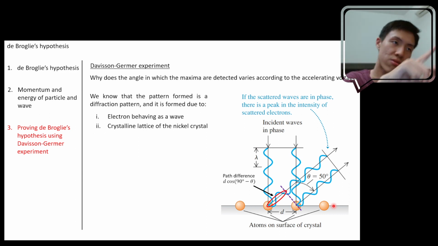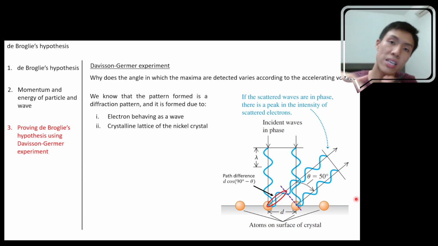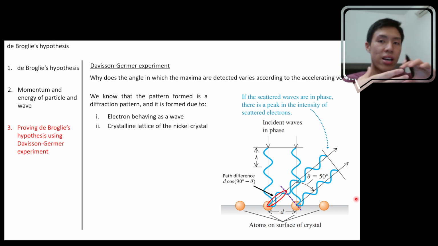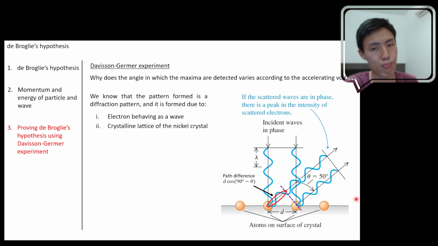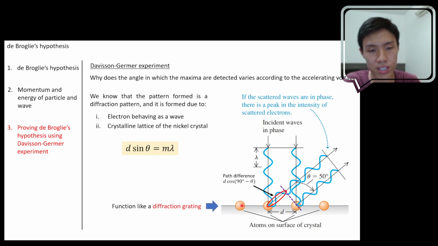All these reflected electron waves overlap with each other. There are many nickel atoms, so there are many reflected electron waves overlapping with each other, forming a diffraction pattern. And that is how electron diffraction comes to occur. Because this is similar to a diffraction grating, we apply a similar equation, which is d sine theta equals m lambda. Because these atoms are evenly spaced, we can think of them as something like a diffraction grating.